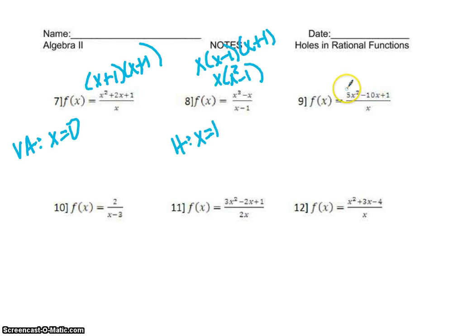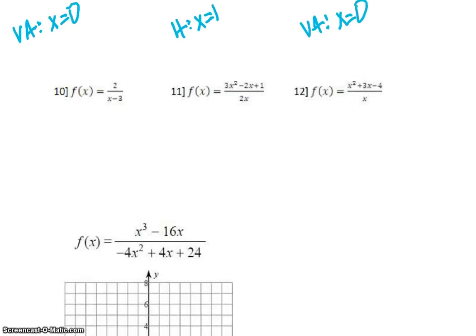Looking here, you could factor it. On this one, you can tell that the only thing that would cancel would be x, so you really don't need to spend the time factoring it. So there is no hole. You have a vertical asymptote at x is equal to 0. Look at your degrees. 2 is bigger than 1. There is no horizontal asymptote.